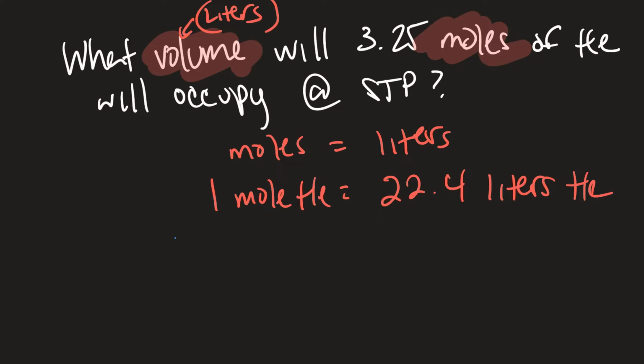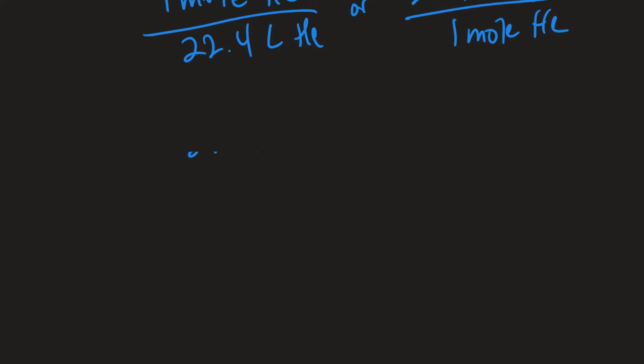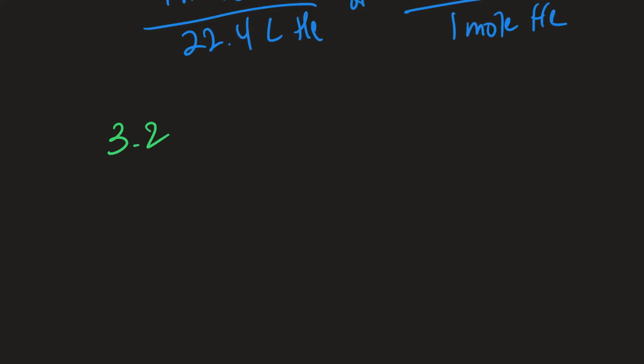So our conversion factor would be 1 mole of helium over 22.4 liters of helium, or 22.4 liters of helium over 1 mole of helium. These are the conversion factors that we have for this problem. So let's go ahead and solve the problem. We have 3.25 moles of He, and we're going to liters.